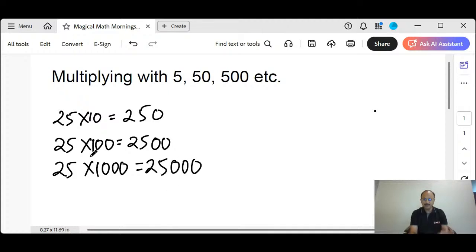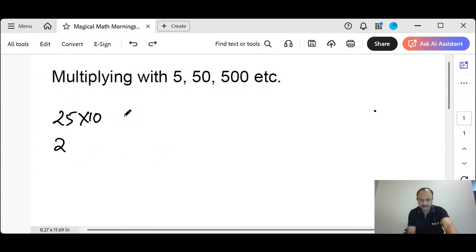Correct? Multiplying with 10, 100, and 1000, all of you know. It is taught somewhere around third or fourth standard, correct? Multiplying with 10, 100, 1000 involves only counting the zeros and adding those zeros after this number. Correct? This is the prerequisite for us to learn about multiplying with 5, 50, 500.